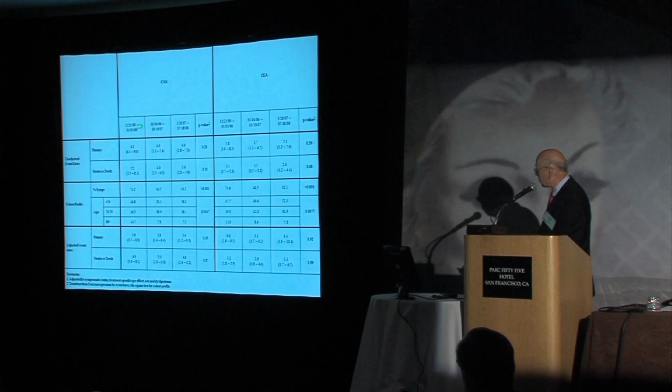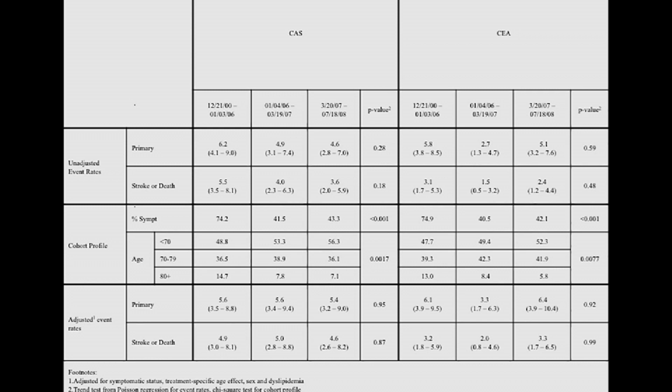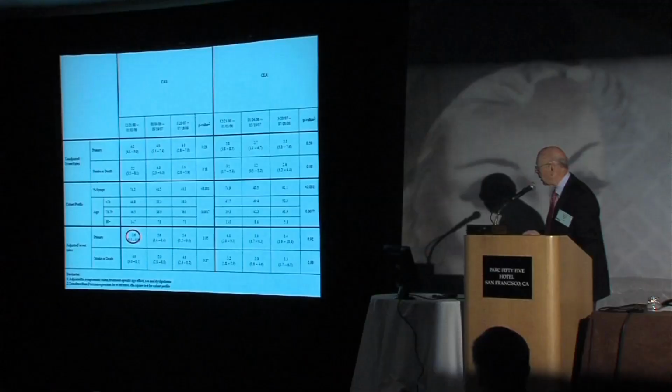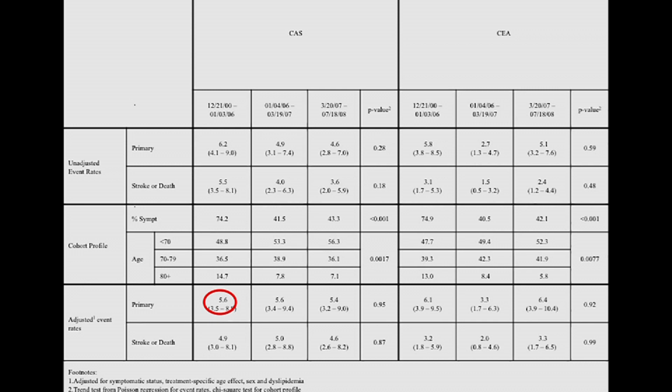If you look at unadjusted rates, it appears that there is improvement with the results of carotid angioplasty and stenting. However, this is a very heterogeneous group of patients. And so what we did was to carry out a statistical adjustment based upon age, gender, and symptomatic status. And when we did that, we found that the primary endpoint during the first time interval for angioplasty and stenting was 5.6%. For the second time interval, 5.6%. And for the third time interval, 5.4%, no difference. It did not improve over time when you looked at like patients.